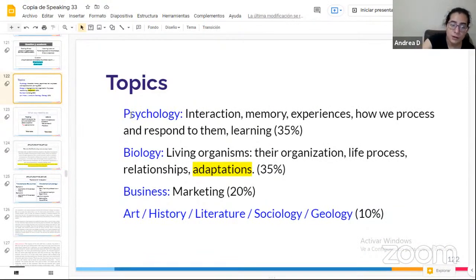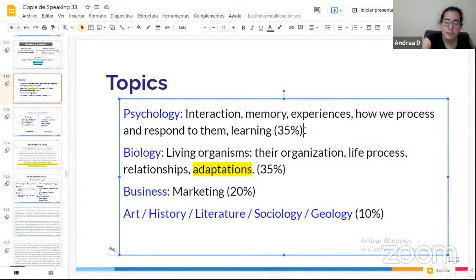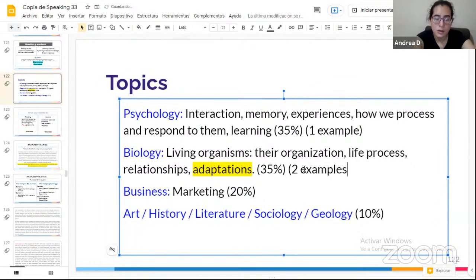Now, according to the topic that you get, you may have one or two examples. So if you have a psychology topic, for example, you're always going to have just one example. If you have a biology topic, on the other hand, you have two. And if you have business, then you can have one or two. It depends.